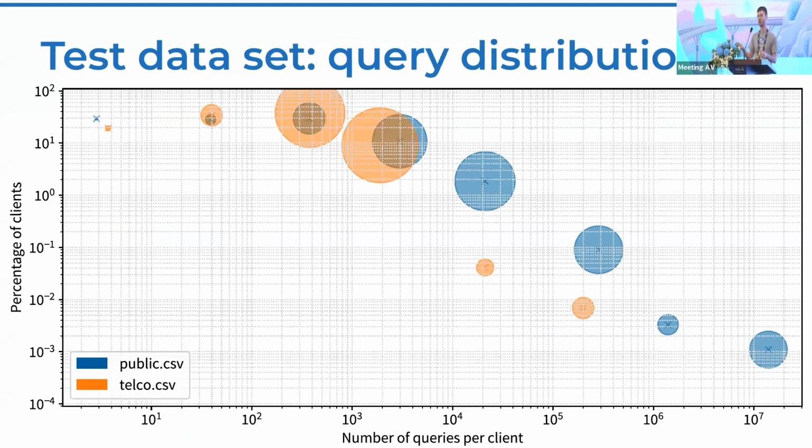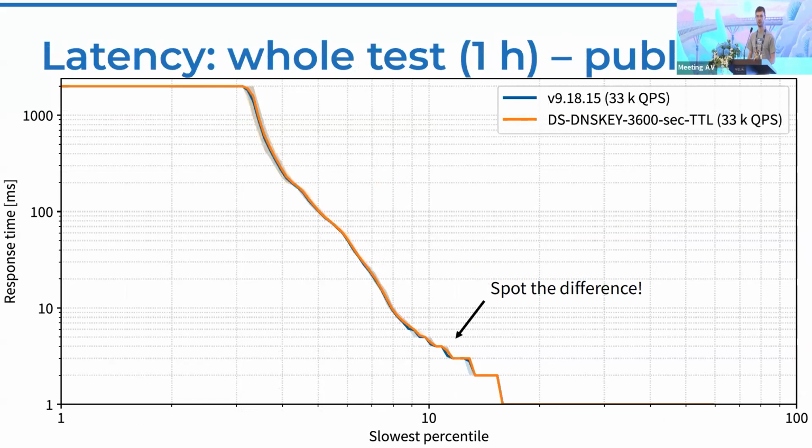This is comparing the behavior of the clients from the telco and from the public resolver, and the public resolver is even weirder than the telco, with even weirder clients. So it's a different data set. But it turns out that two completely different data sets give the same result. On the US data set, the difference is so small that it's barely visible.